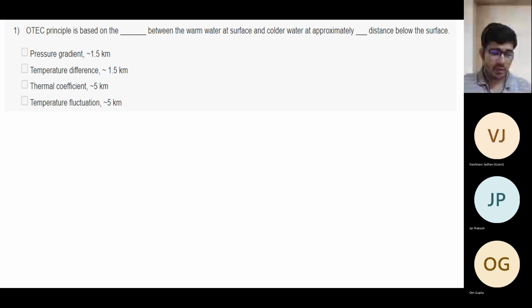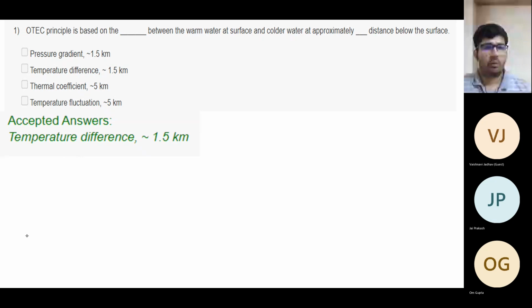Because the surface is at, you can say, 30 degrees, and after 1 kilometer, maybe the temperature is around 15 to 20 degrees. There's a temperature difference of 15 to 20 degrees. So we are using the temperature difference up to 1.5 kilometer distance. So the correct option is option B. The OTEC principle is based on the temperature difference between the warm water at the surface and colder water at approximately 1.5 kilometer distance below the surface. So the correct answer is B.